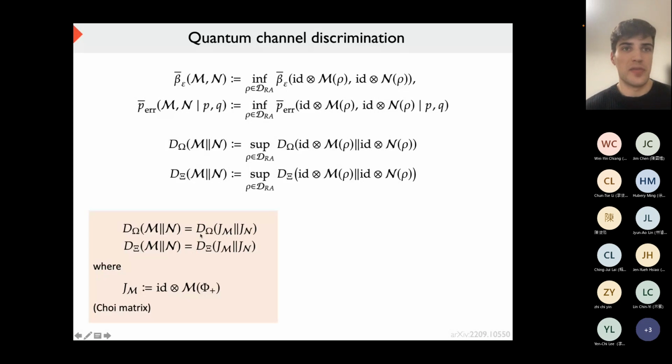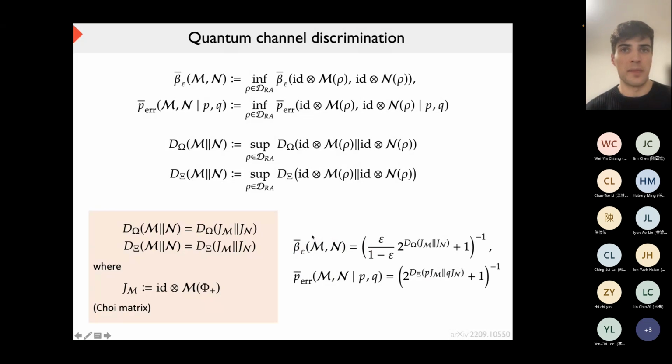So it is sufficient to evaluate these two quantities, the Hilbert projective metric and the Thompson metric, for the Choi state of the channel. The Choi state is the channel applied to the maximally entangled state. And this gives us exact formulas for the error of the conditional error and of asymmetric hypothesis testing and symmetric hypothesis testing of quantum channel discrimination.